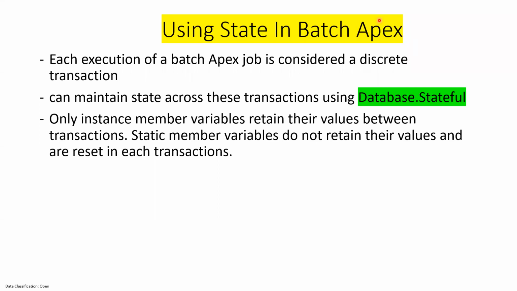In this session, we'll talk about using state in batch Apex, what it means and why we need it. If you remember, when we talked about batch Apex, we said there are three different methods in a batch Apex. To make any class a batch Apex, you have to implement the interface Database.Batchable.